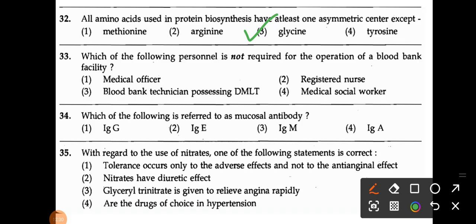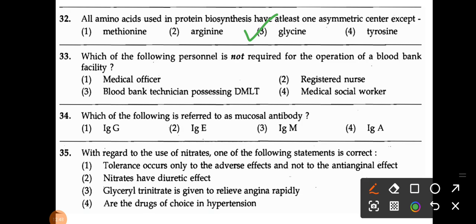So what are the amino acids which have two chiral centers? These are isoleucine and threonine. Please remember this one also, because everybody knows glycine has no chiral center, but isoleucine and threonine have two chiral centers.